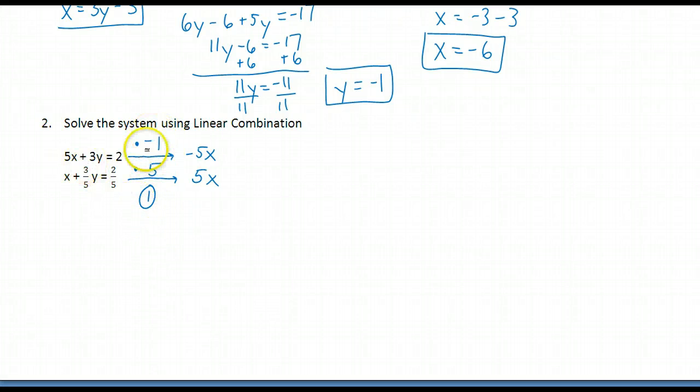I'm going to distribute this multiplication to every term in my equation. So I'm going to have negative 5x minus 3y equals negative 2. And I'm going to multiply everything in this equation by 5. So 5x plus 3/5 times 5 is 3 y equals 2/5 times 5 is 2.